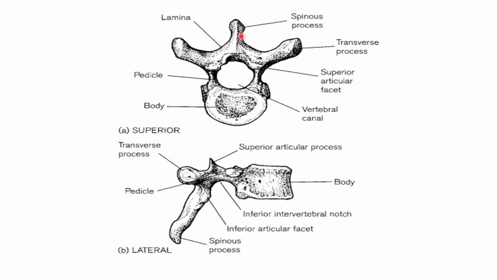Now, moving on to the projections from the vertebral arch. Projections from the vertebral arch include the spinous process, the transverse processes, so one spinous process, two transverse processes, and four articular processes. The articular processes are the regions where the vertebra bind to the vertebra above and below it.